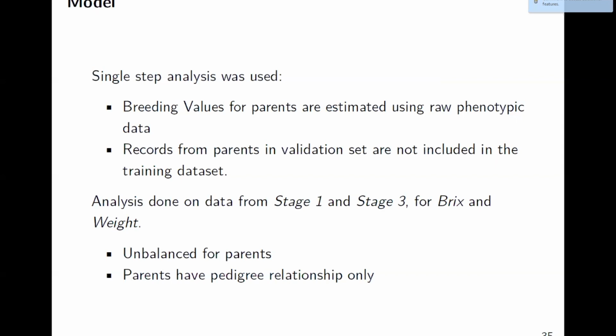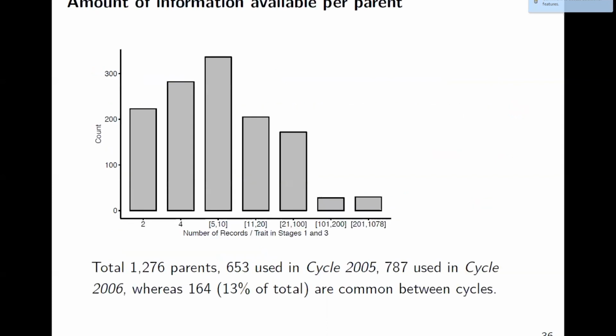So in this case, we're going to do a single-step analysis with all the records that I have. And I'm going to put together data from stage 1 and stage 3. In that case, we're going to have a very unbalanced data set in which we have parents that have from 2 to more than 200 records available. So the breeding values are going to be derived from a very unbalanced data set.